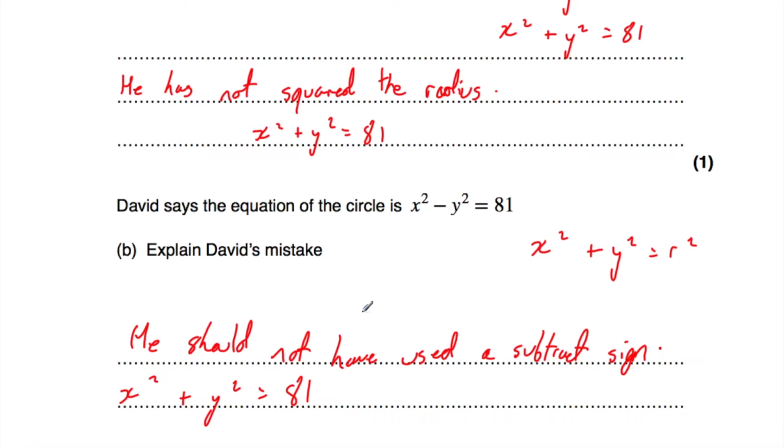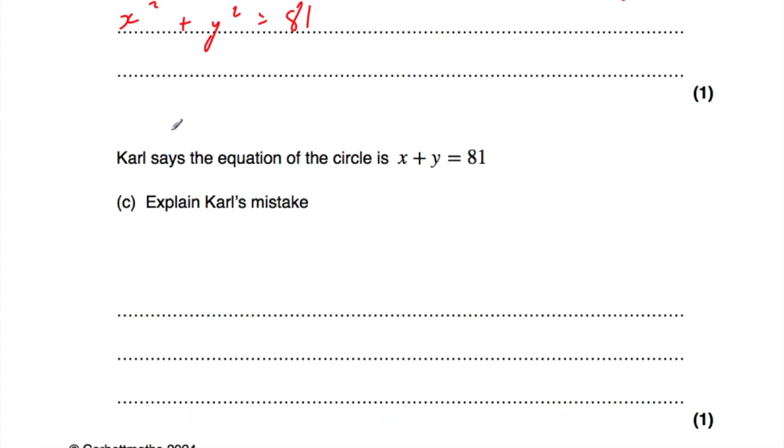I've just written down he should not have used the subtract sign because it's x squared plus y squared equals 81. Okay, and if we carry on, we're told that Carl says the equation of the circle is x plus y equals 81. Explain Carl's mistake. So remember, it's x squared plus y squared equals r squared. Now he squared the radius, 9 squared is 81, but he's forgotten the square symbols above the x and the y. So let's write that down.